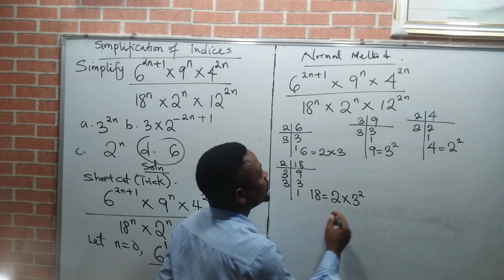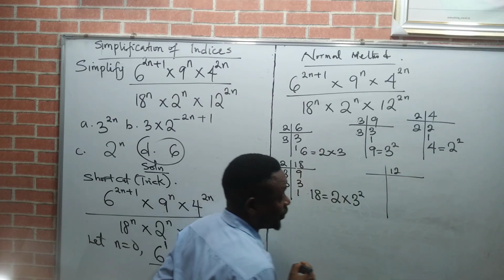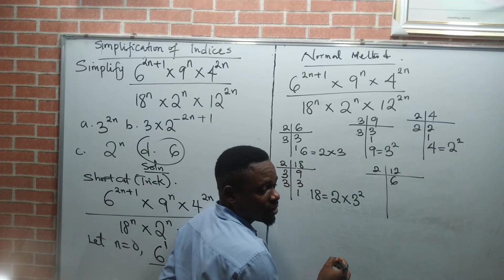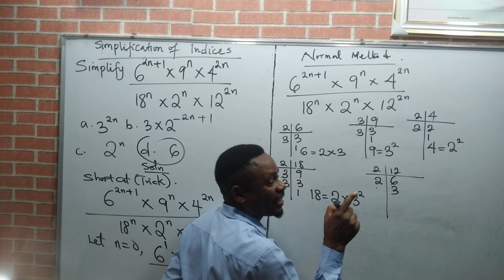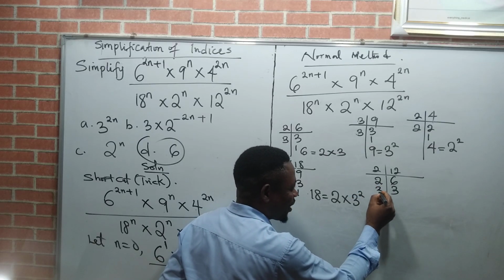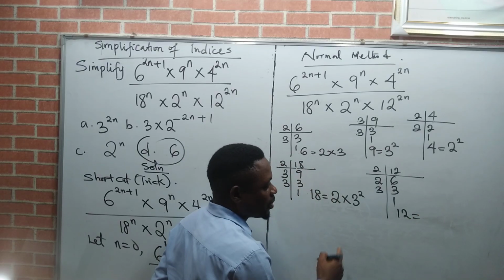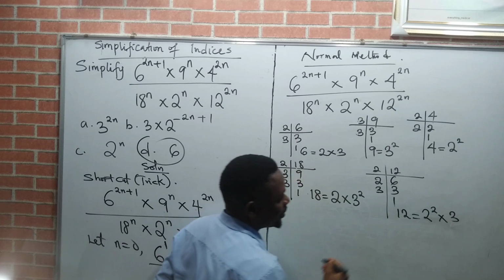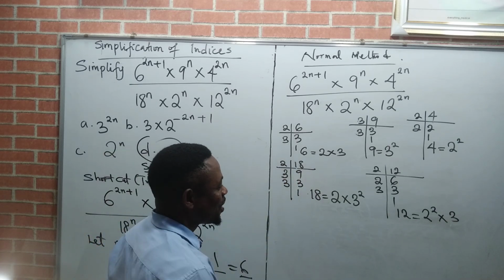Then the next one, which is the last one, is 12. Permit me to break 12 as well. 2 can go to give us 6. 2 again can go to give us 3. Then 2 cannot go, but 3 can go. 3 can go to give us 1. So 12 is 2 raised to power 2, multiplied by 3. Everything is now solved. Now let's go.